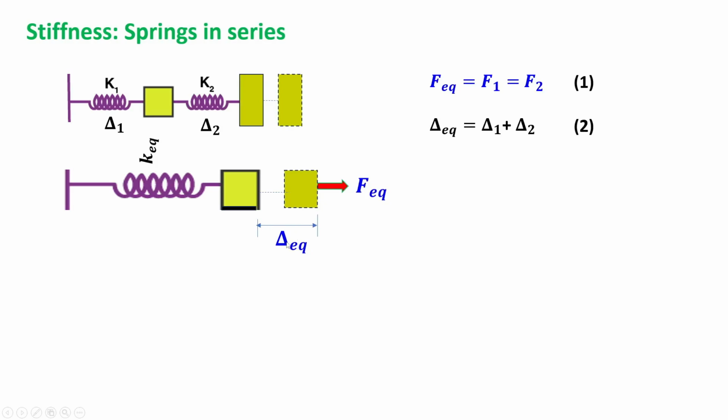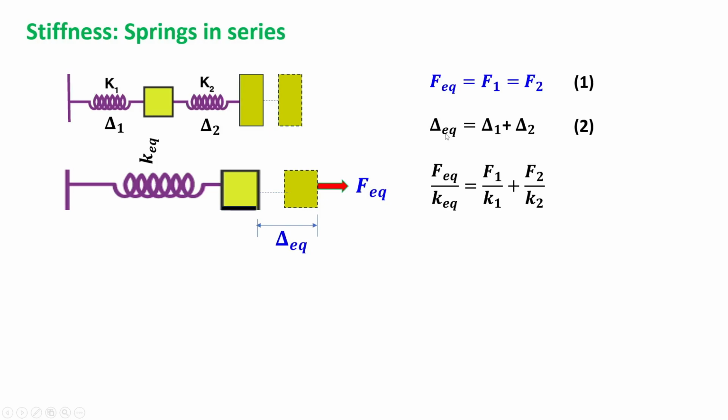Now the equivalent displacement is equal to delta 1 plus delta 2. Why? Because if you move the spring by a certain amount, whatever displacement it is suffering will be shared by the two springs. If this moves by 1 centimeter and this moves by 2 centimeters, the resultant displacement will be 3 centimeters, because they are in series. So we write delta equivalent equal to delta 1 plus delta 2. This is equation number 2.